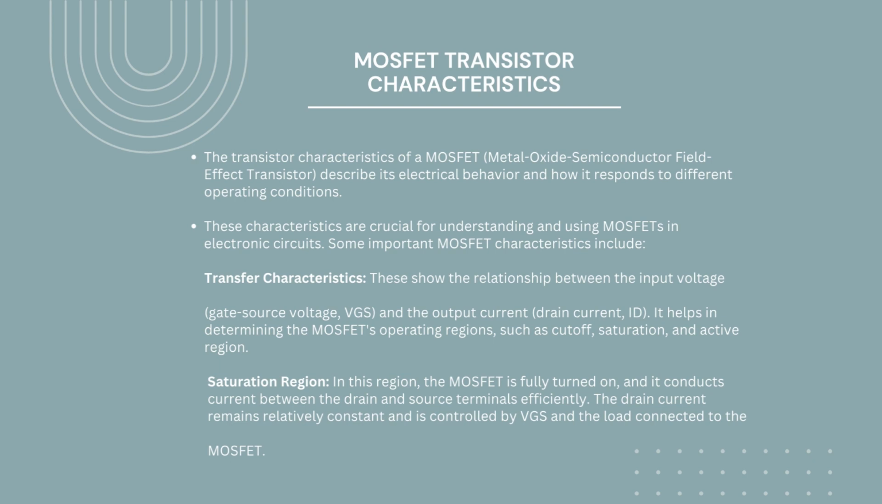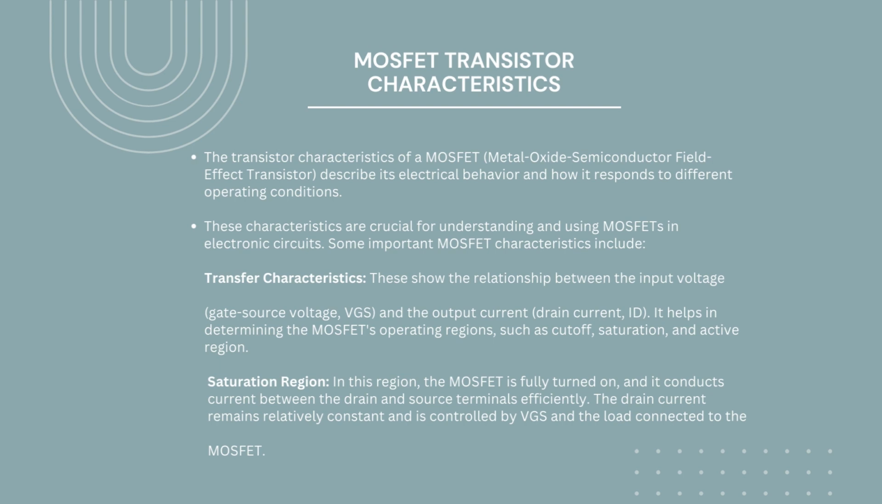The transfer characteristic shows the relationship between the input voltage and the output current. Here, the input voltage is the gate to source voltage and the output current is the drain current. It helps in determining the MOSFET's operating region, such as the cutoff region, saturation and the active region.